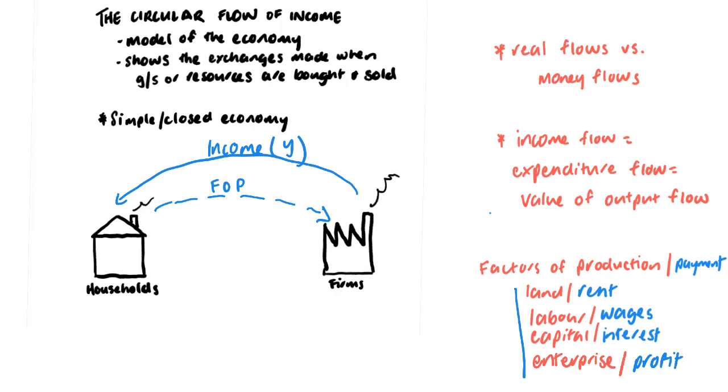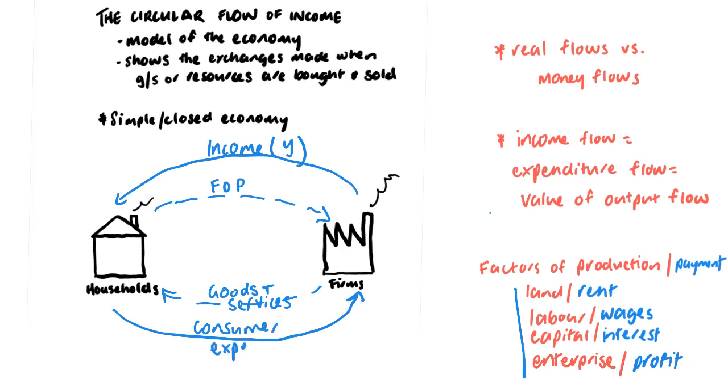The firms are using those factors of production, combining them in some way, and producing goods and services. Okay, so the goods and services flow from the firms to the households in return, obviously, for money again, for payment for those goods and services. So we call this consumer expenditure, which is abbreviated with AC.